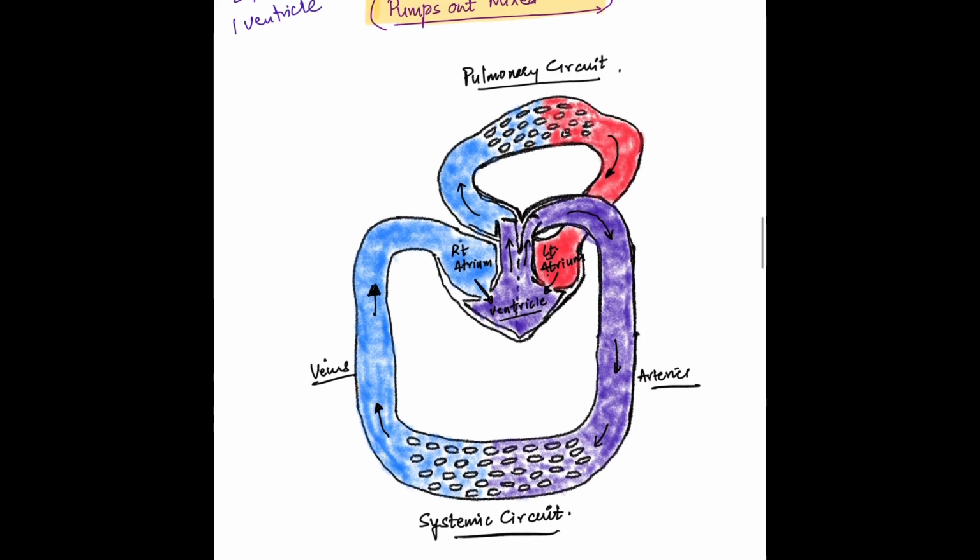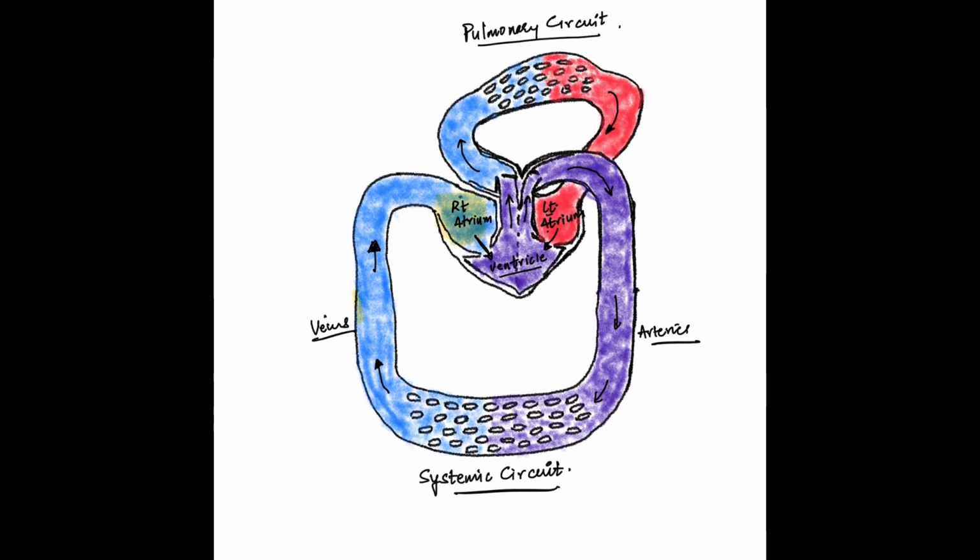So let's revise this with this diagram. In the diagram we can see that the right atrium receives deoxygenated blood from the different parts of the body, and the left atrium receives oxygenated blood from the pulmonary circuit. So it can receive oxygenated blood from lungs, gills or skin depending upon the habitat of the animal. And both the oxygenated and the deoxygenated blood get mixed in the single ventricle. Ventricle then pumps this blood out of the heart.